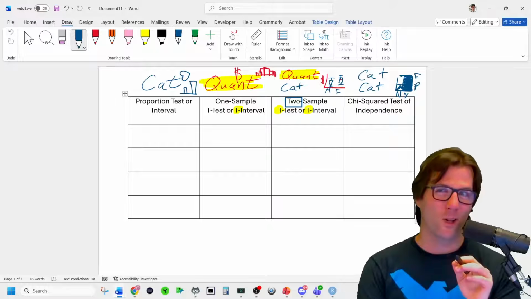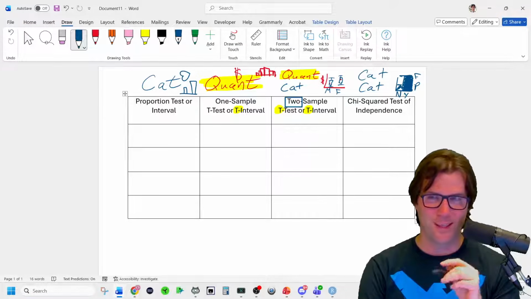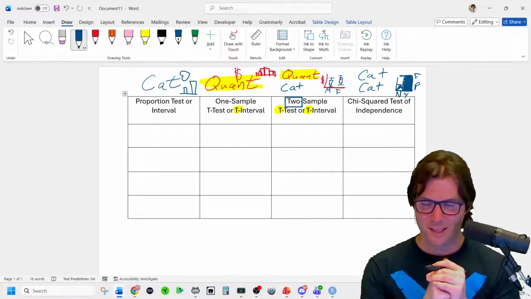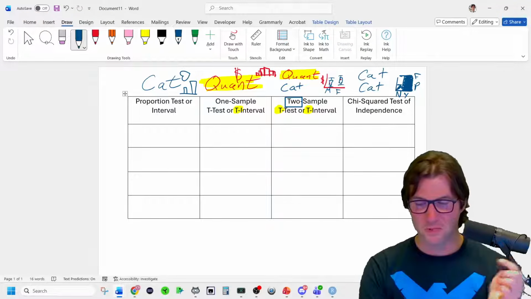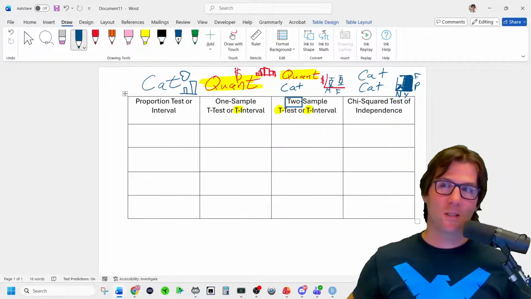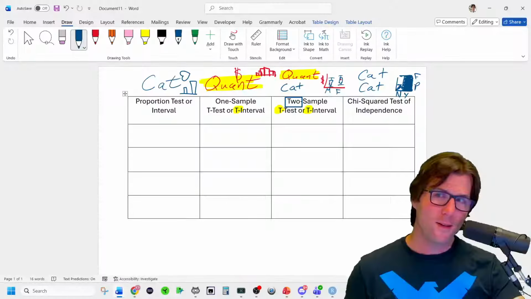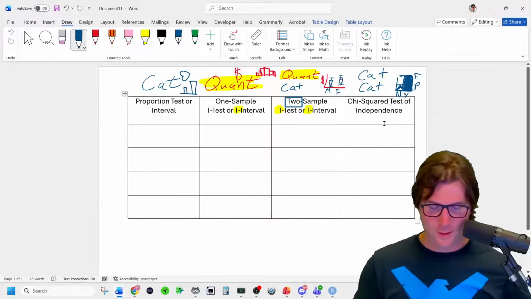So I hate qualitative. I like quantitative and categorical. I think it's easier to understand when we say categories. It's qualitative by some people's standard. They're synonymous words. But now we get into the conditions, and this is where I go, condition 1, random.